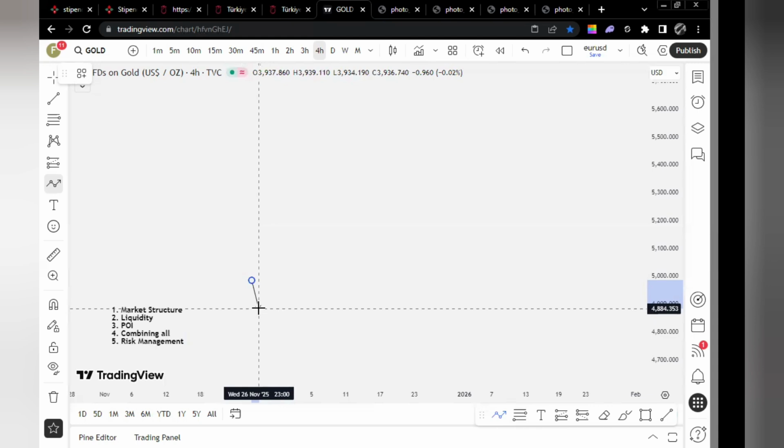Now, starting with inducement. The inducement is the first valid pullback the market makes after a break of structure. As simple as that, the first valid pullback.